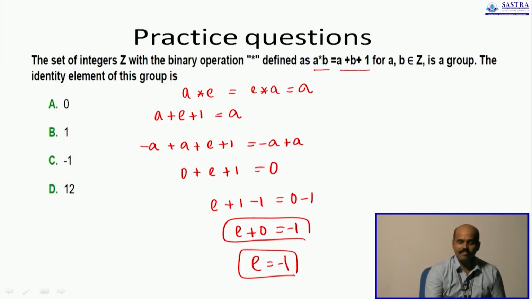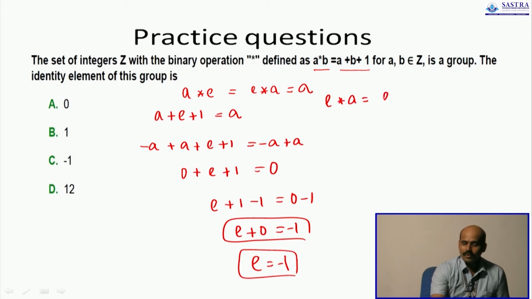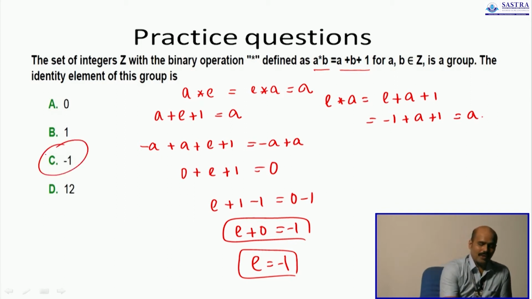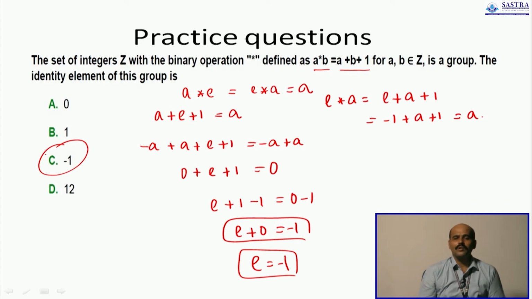You can always verify that e star a is going to be e plus a plus 1, and if e is minus 1, minus 1 plus a plus 1 is a again. Therefore a star e and e star a both return the same element a, which means you can call minus 1 the identity element of this group.